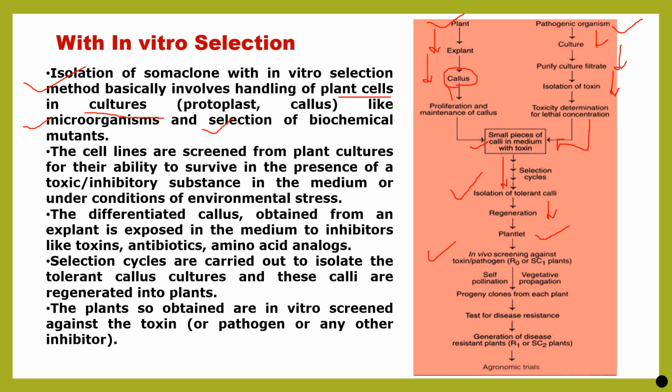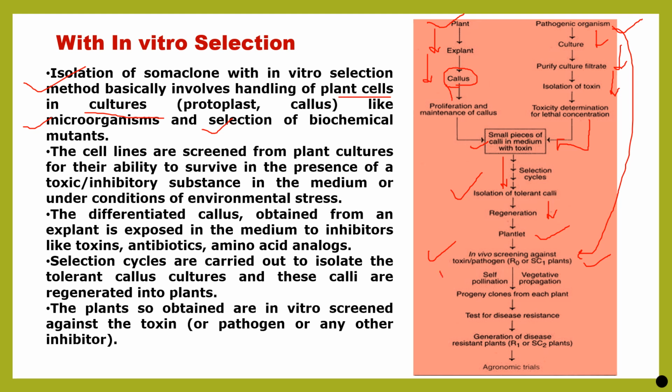Now what we'll do, we'll grow those cells in the selective media and add that microorganism in that media, and check if the cells are showing resistance to that particular microorganism which is making the selective toxin, right? And we'll do this for generations, for the first generation.